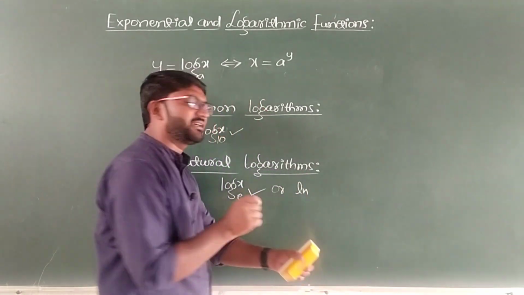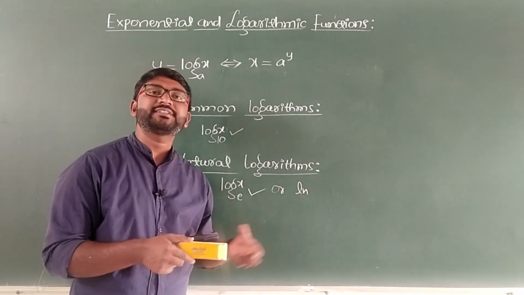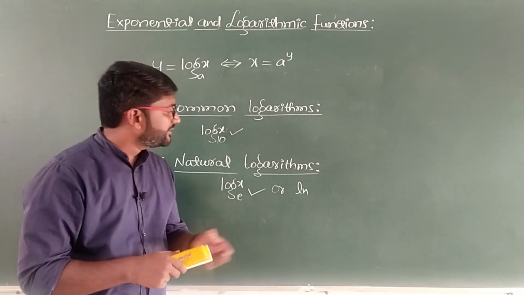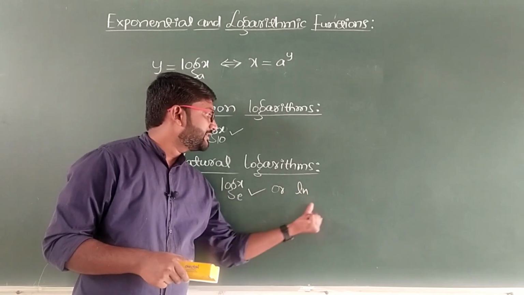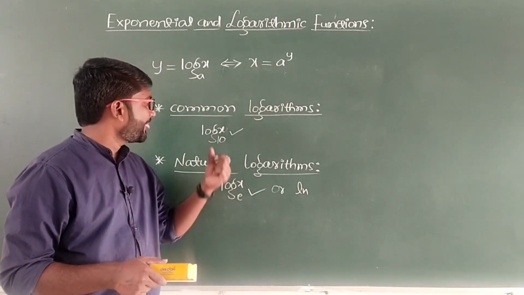So this you might have come across in physics or chemistry. ln, we have read this. ln means it is a natural logarithm. Log whose base is small e is called natural logarithm, or in short we can write it as ln. So these two are the types of logarithms.